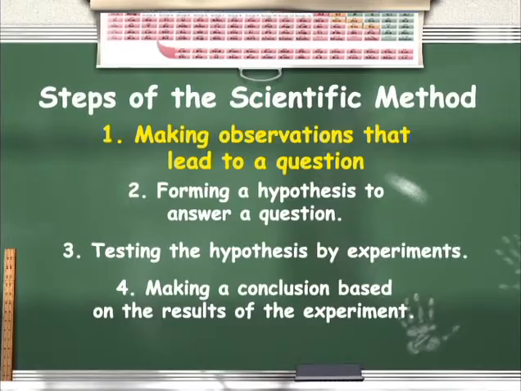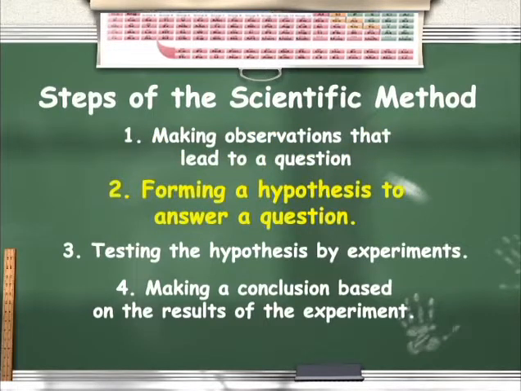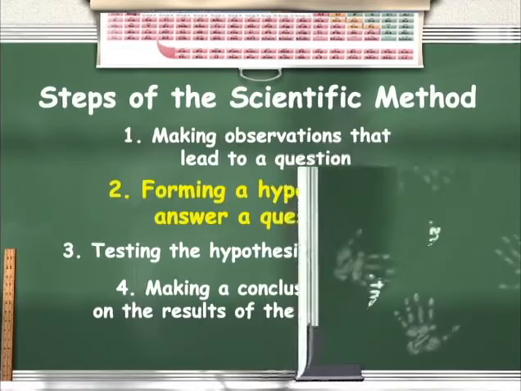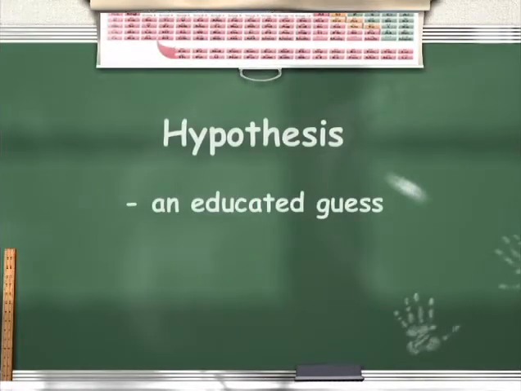After a scientist uses her senses and instruments to make qualitative and quantitative observations, she looks at her observations and tries to organize them in order to see patterns in relationships. This often leads to questions. The next step is to form a hypothesis to answer a question. A hypothesis is an educated guess based on what the scientist has observed and on his knowledge of science. It is in the form of a statement.